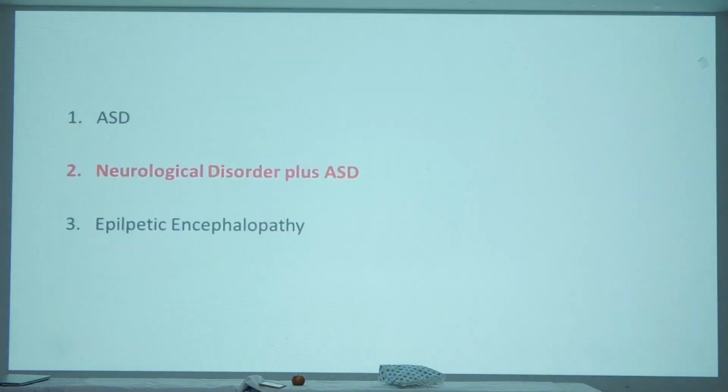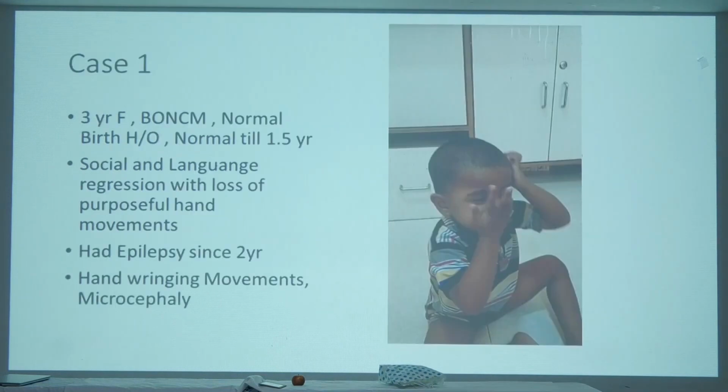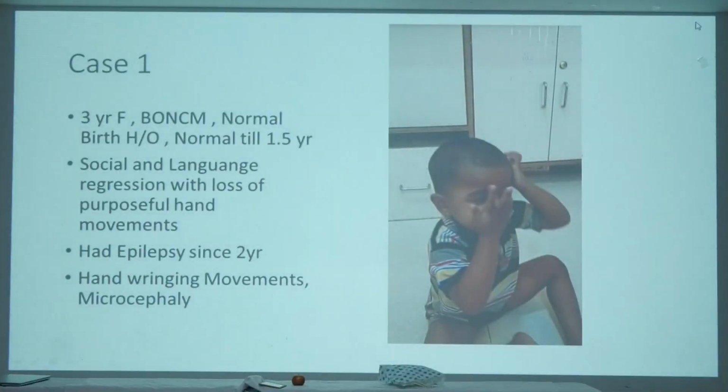Now we are moving to the second part, that is autism spectrum disorder associated with an underlying neurological disorder or underlying neurological conditions. And this includes genetic syndromes, CNS malformation, stroke, meningitis, and hypoxic ischemic encephalopathy. So we will illustrate this group with some common neurological disorders that we see in our day-to-day practice that are associated with autism spectrum disorder.